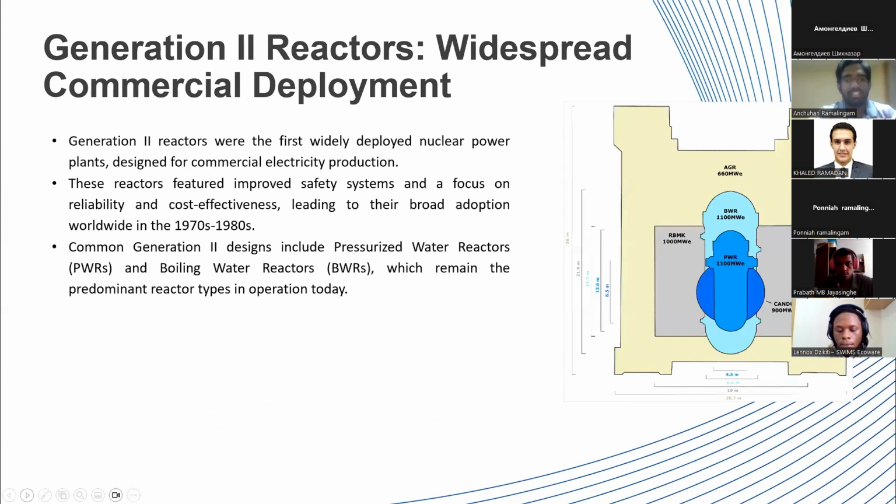So let's go to the second generation. This generation is the base of the reactors which are operated now. Some of them are advanced gas-cooled reactors, boiling water reactors, pressurized water reactors, and another type known as RBMK, the Russian BWR, and CANDU, which is built in Canada. So these were the basic reactors for the ones which are operated right now. Next slide, please.